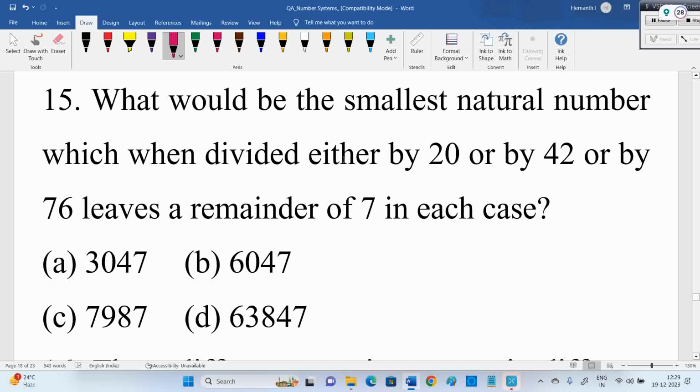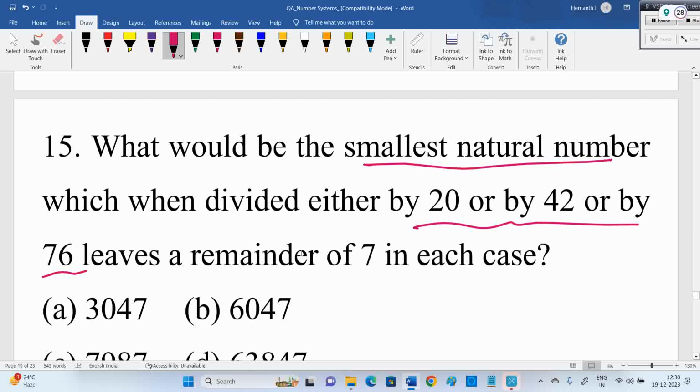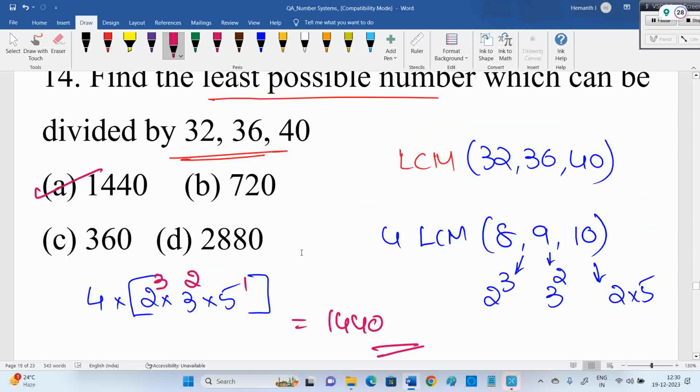Next one. Here one small update. In the previous question, least number divided by, and so on. So here the smallest number should be divided by 20 or 52 or 76. Okay, but what is the extra point here? Leaves a remainder of 7. Listen, let's go back to the previous question. What this means is 1440 is divided by 32, divided by 36, divided by 40.